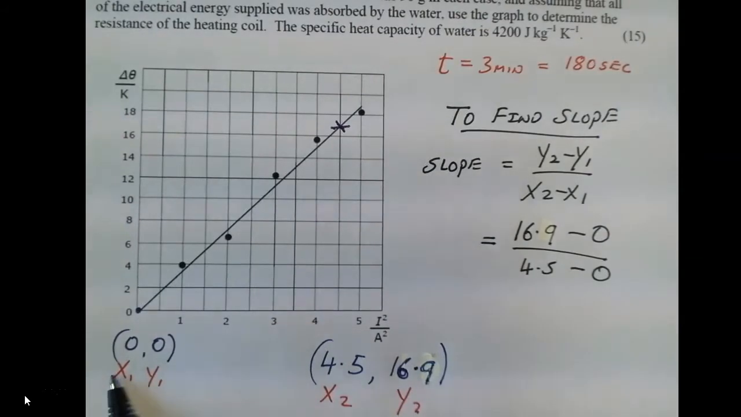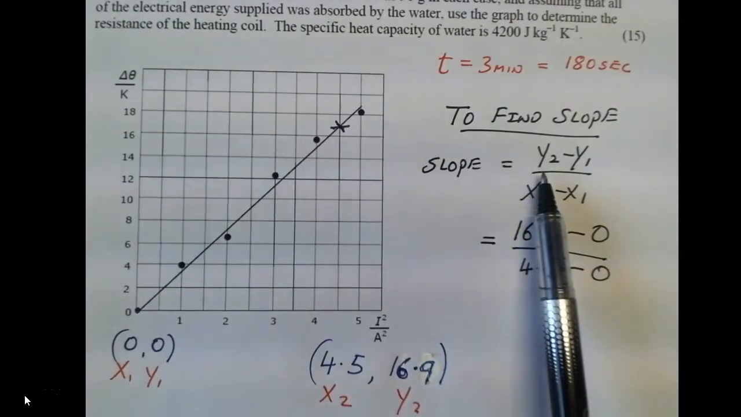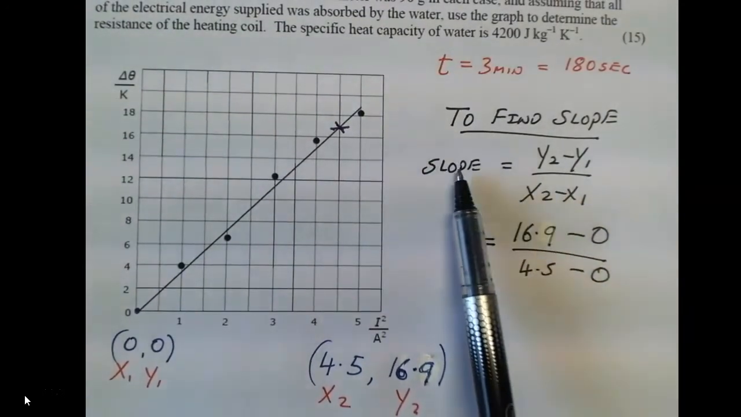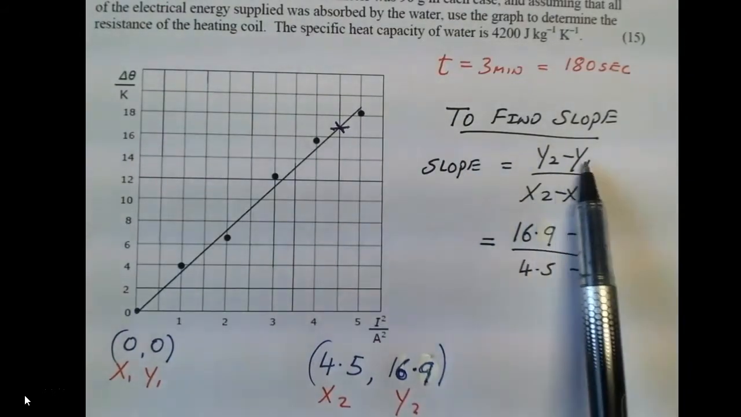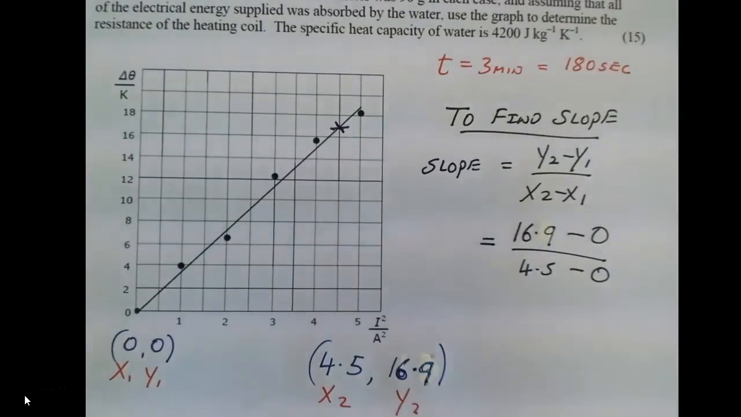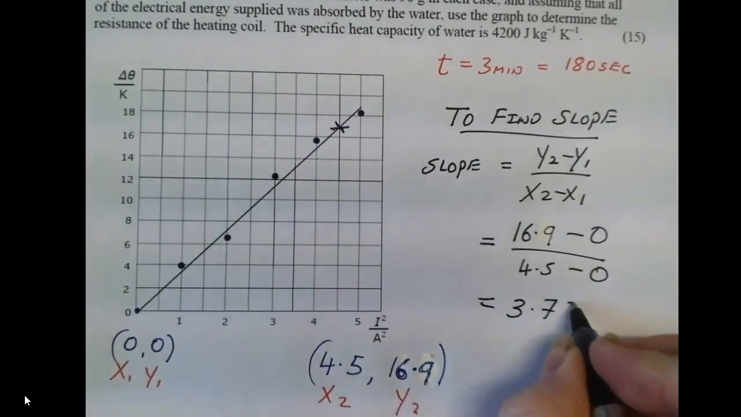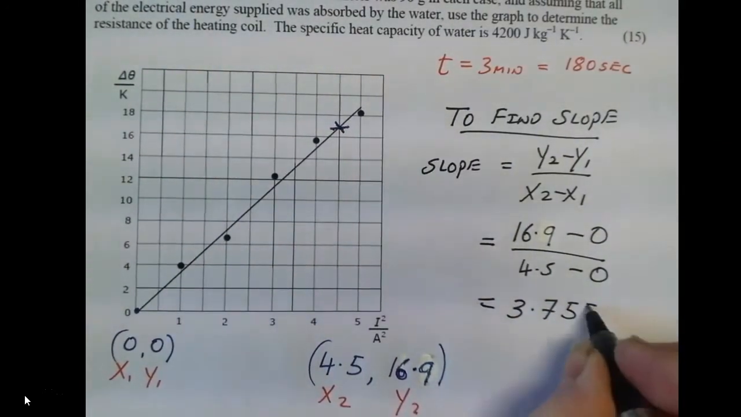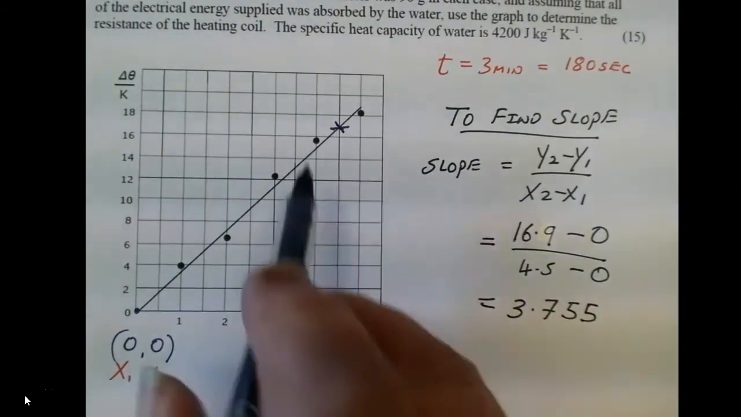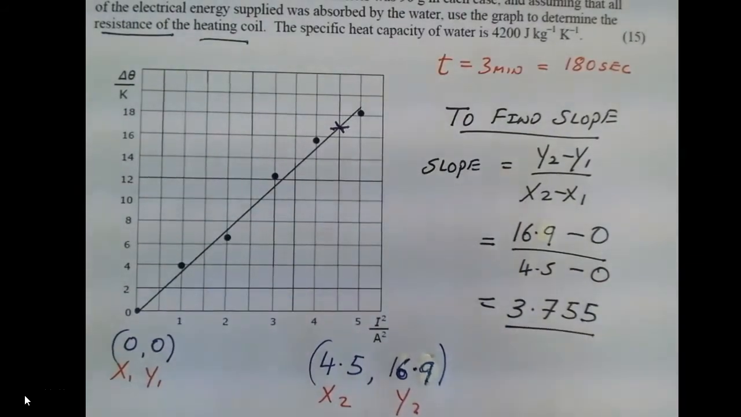I'm calling this point x1, y1, this point x2, y2, and the standard formula, and always write down this formula because there are marks for it, to get the slope of the graph: y2 minus y1 over x2 minus x1. Putting in those values there, 16.9 divided by 4.5, using my calculator, it works out as 3.755 repeating like that. That isn't, of course, what we're asked to get, the resistance of the heating coil. That is simply the slope of the graph.